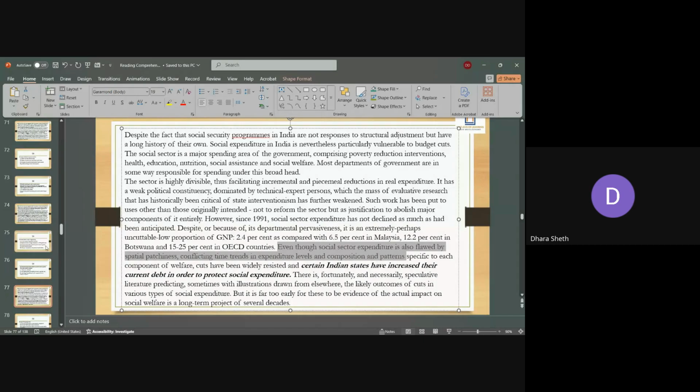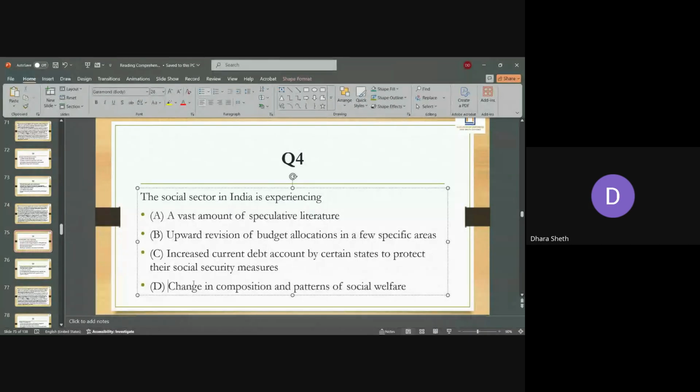Okay. What does your option say? Change in composition and patterns. When it says conflicting time trends, it means it is increasing then decreasing, or it could also mean that some states are increasing it, some states are decreasing it. So there's a conflicting trend. It's not that it has changed, but rather there are conflicts in those patterns and compositions. Compared to that, C is an option which is more directly applicable rather than D. That is why here your best answer is C. Okay, if C was not an answer, then probably D could have gone.